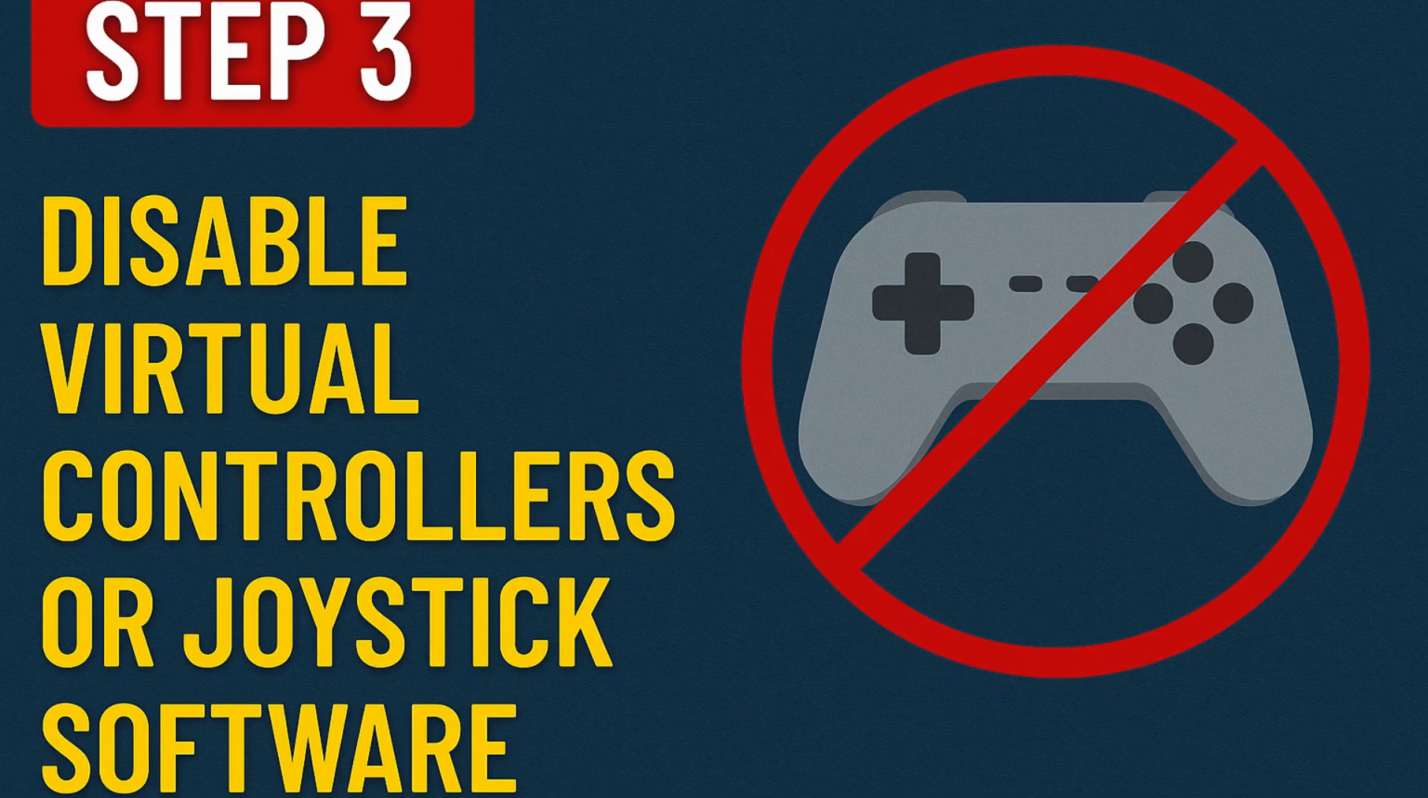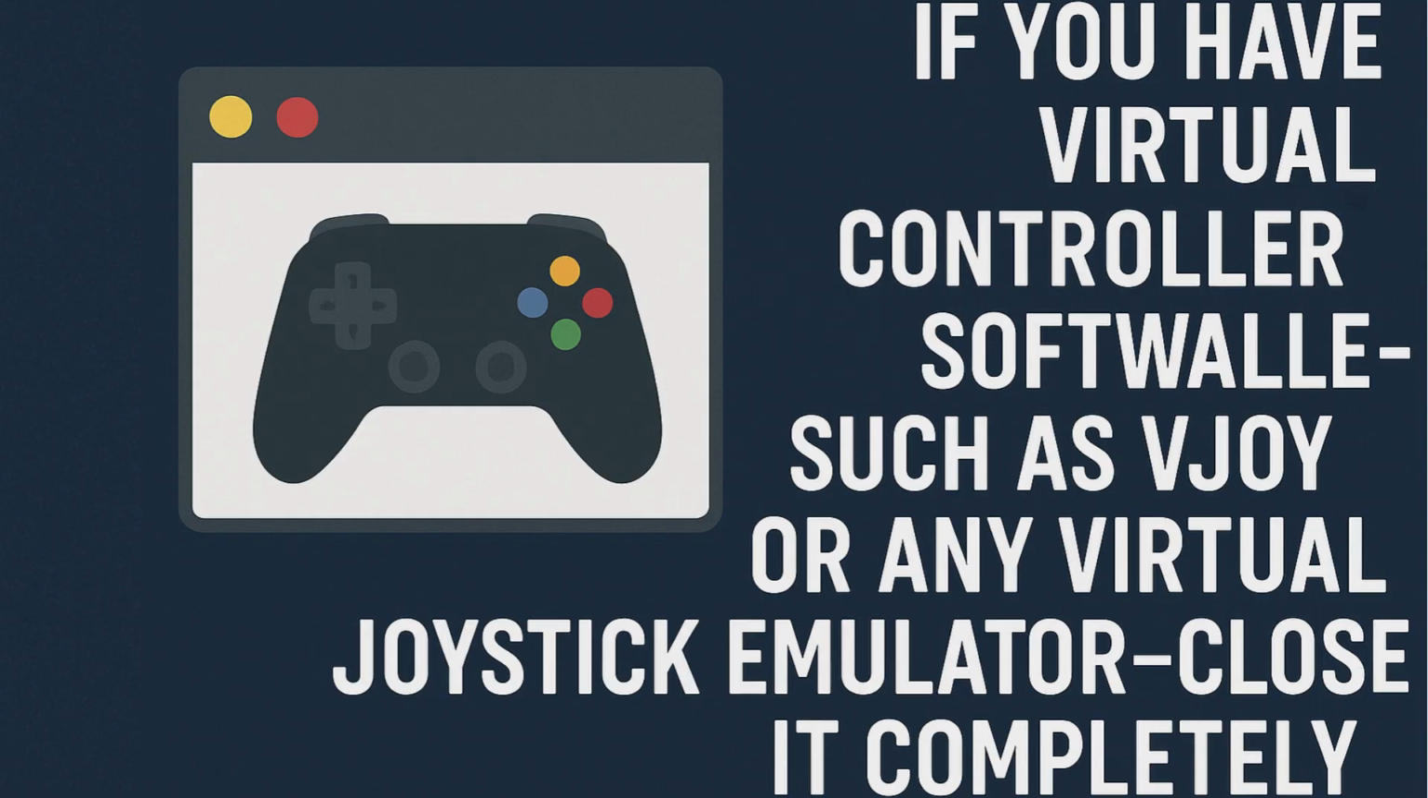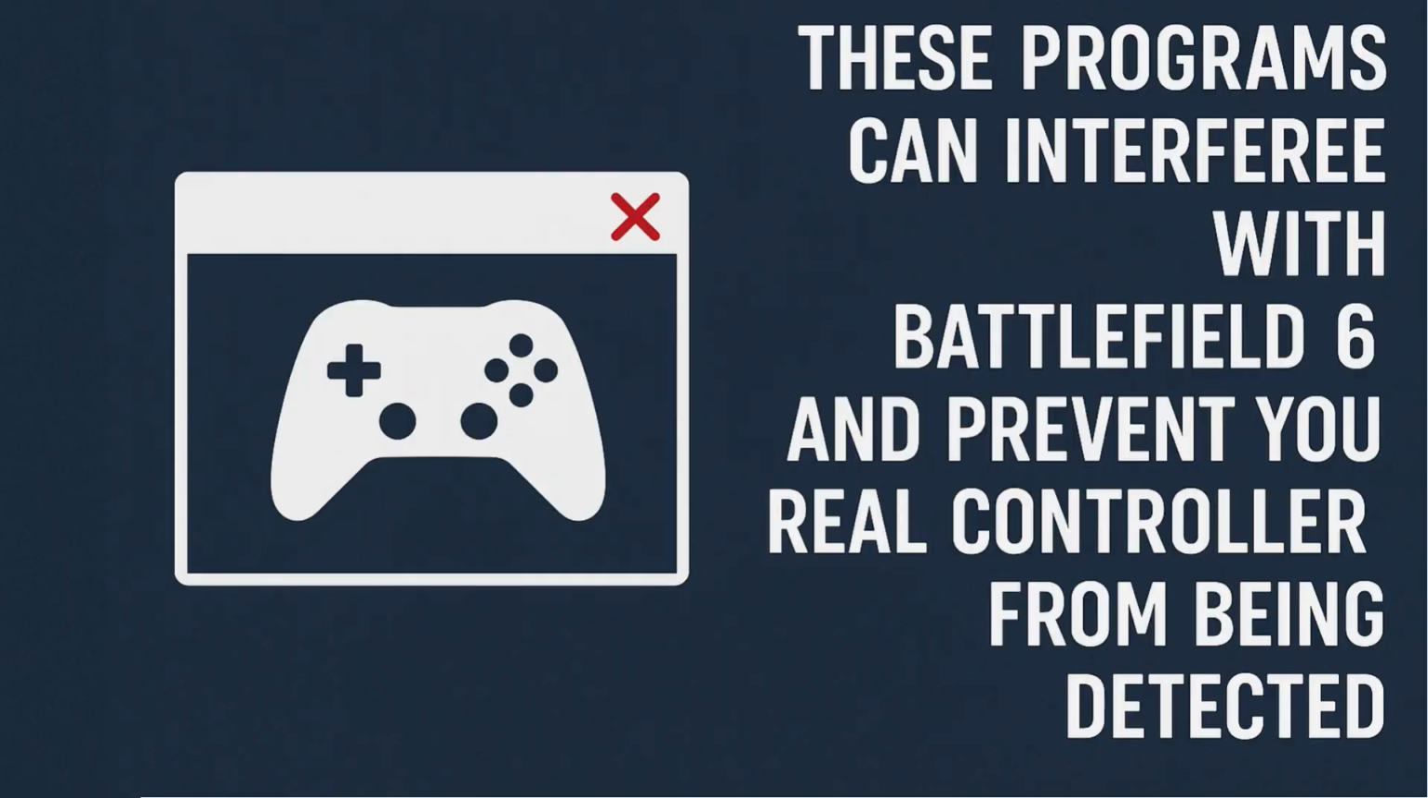Step 3. Disable virtual controllers or joystick emulating software. If you have virtual controller software installed, such as vJoy or any virtual joystick emulator, close it completely or uninstall it. These programs can interfere with Battlefield 6 and prevent your real controller from being detected. After disabling or removing them, relaunch the game and test the controller again.